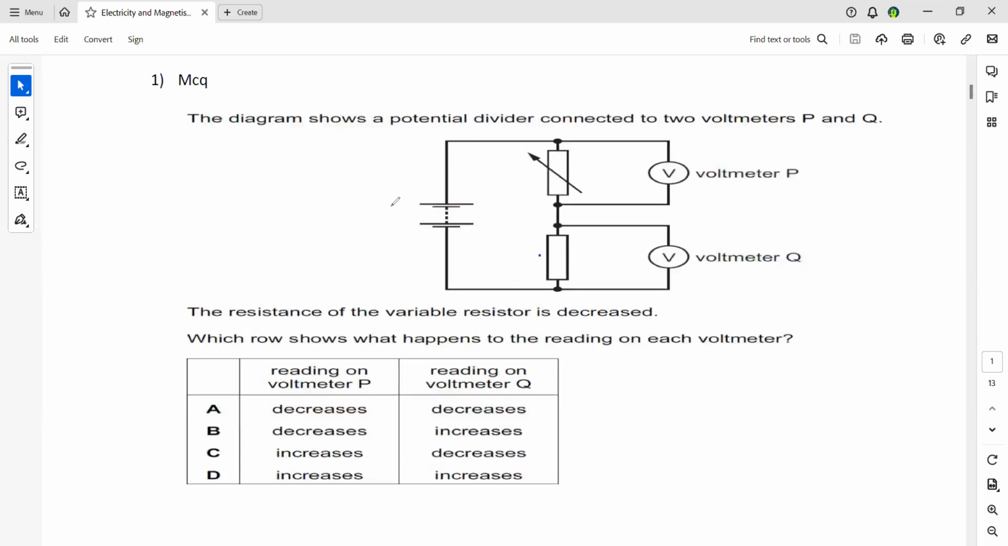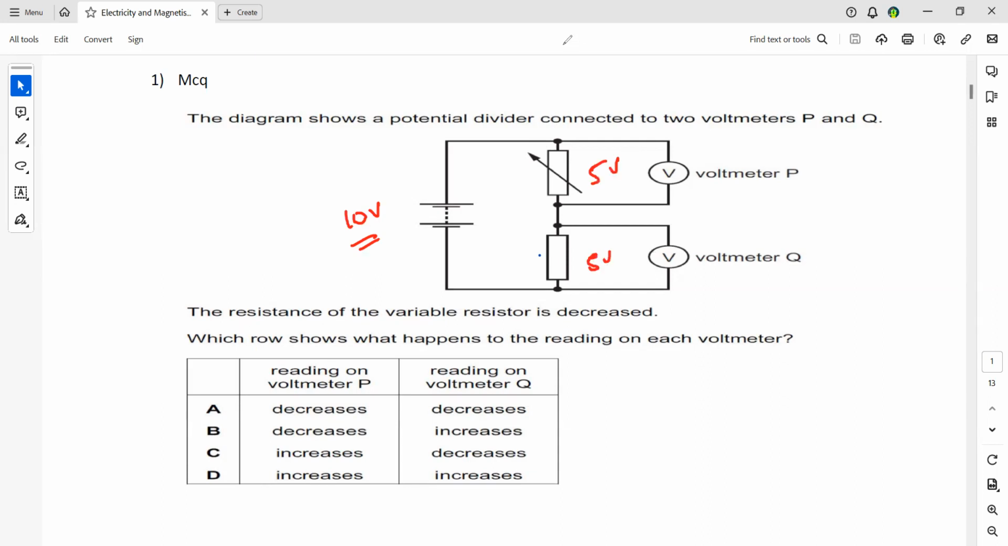And what is the concept of a potential divider circuit? Why do we call them potential divider circuits? Because the voltage will divide between the components. Like if I have a 10-volt supply, if they have equal resistance, then the voltage will divide equally. So this will be 5 volts, this will be 5 volts.